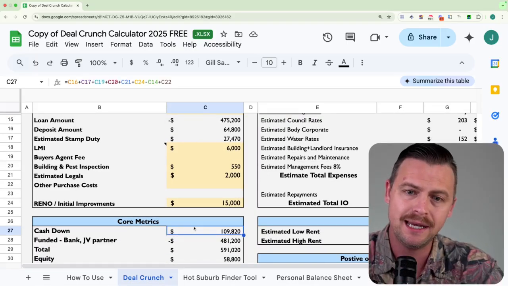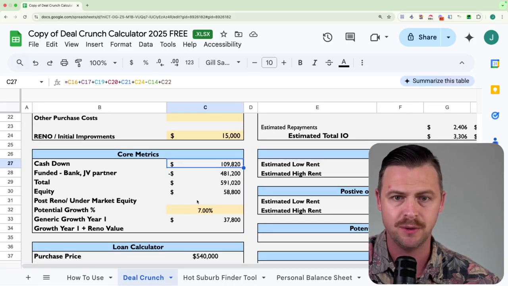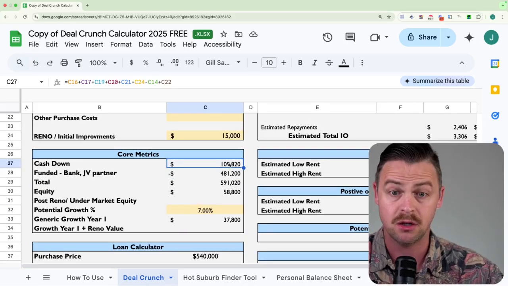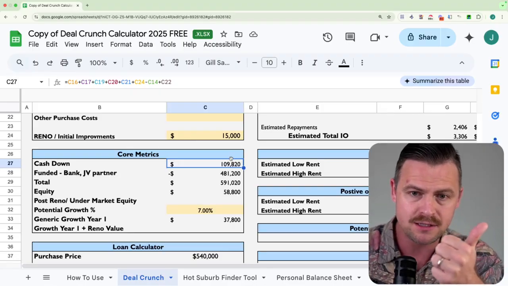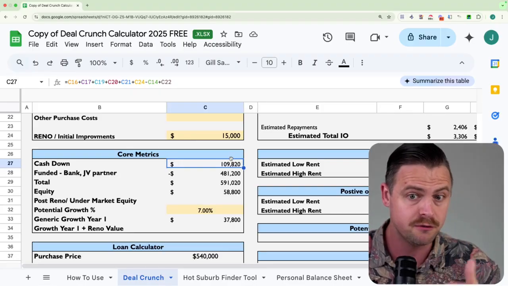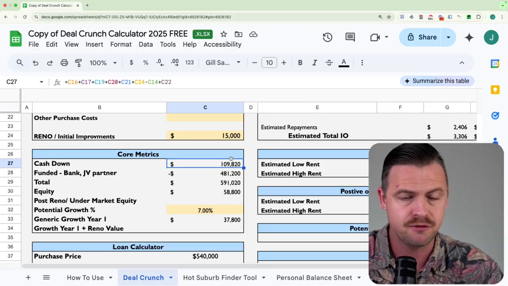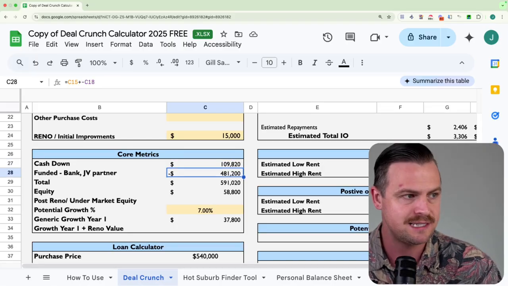How much money do I need to put in this property to be able to get access to it? I need to put down $109,000. Do I have that? Probably a great question to ask yourself. Have you got $109,000 of cash or $109,000 of usable equity? Yes, I do. Fantastic. We can buy that. You can see how much the debt is on it.